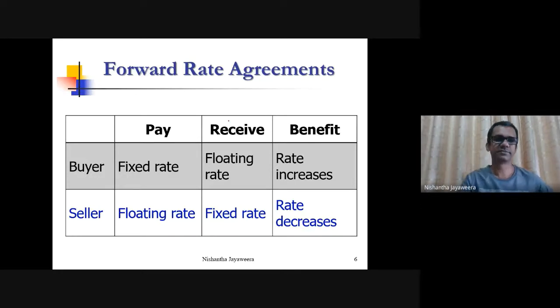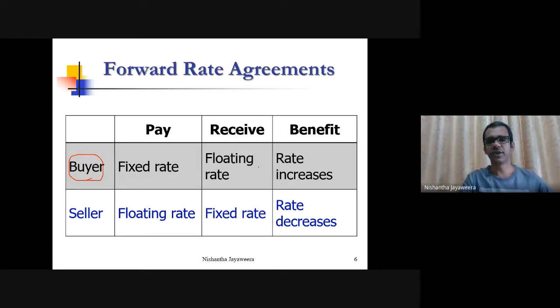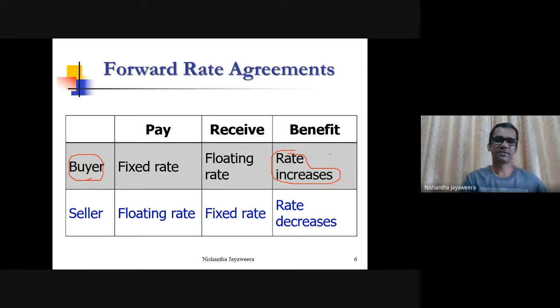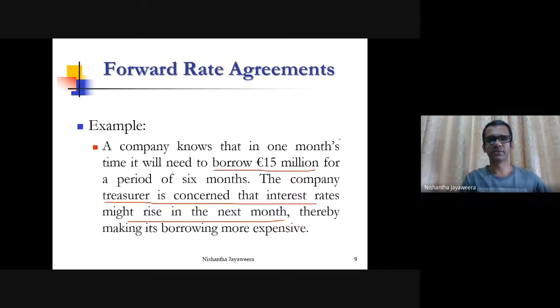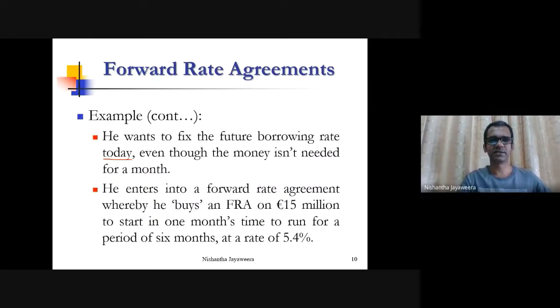You buy. It should be a buyer FRA. Yes, it's a buy. Why? You get the benefit if interest rate increases. So as a borrower, that's what you need. So you buy a FRA. So that's what he has done.